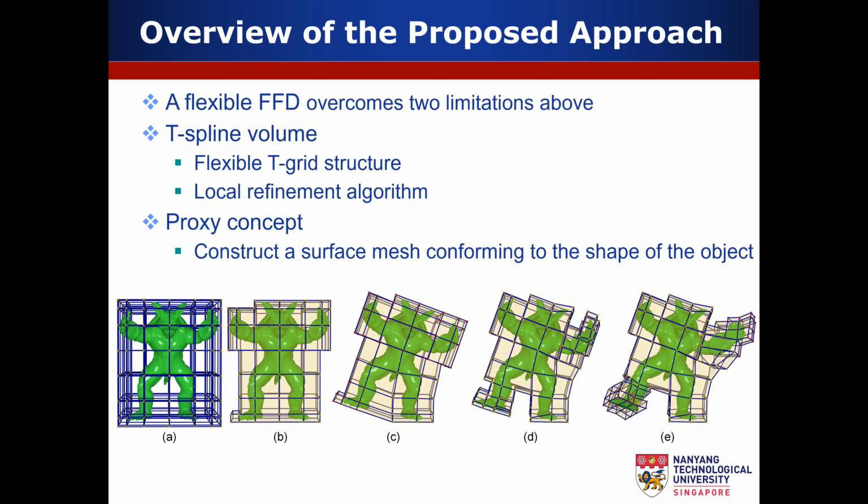T-spline has two properties. First, T-spline has a flexible T-grid structure, which allows us to create a nice proxy. Previous methods only used the T-grid to generate a control lattice in complicated structure. So we propose a concept of proxy, which is close to the shape of the object. The proxy could provide a concise and cleaner interface and overcome the first limitation of the cumbersome interface.